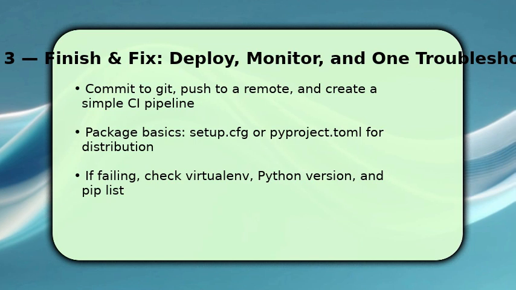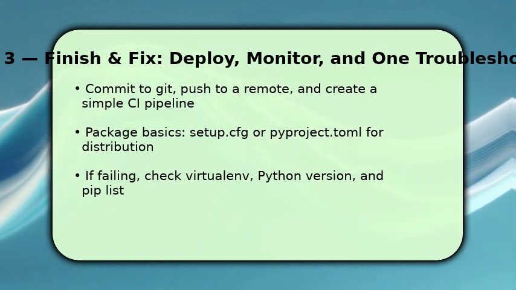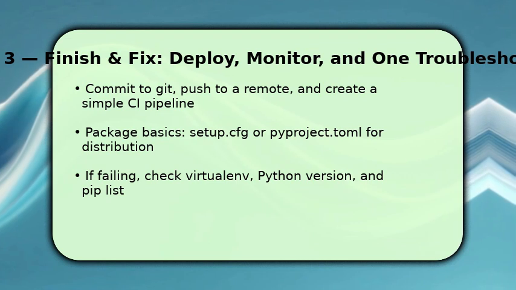You finish by making your work shareable and resilient. Initialize Git, commit your clean state, and push to a remote. Add a CI job that runs tests on each push so regressions are caught early.